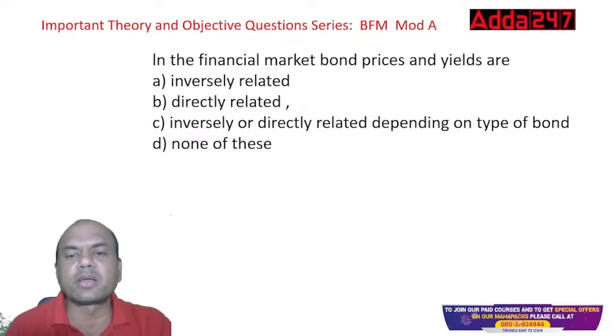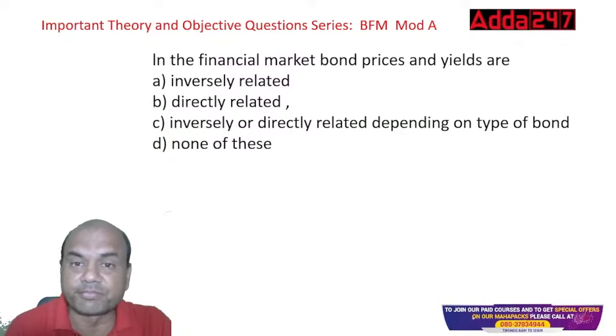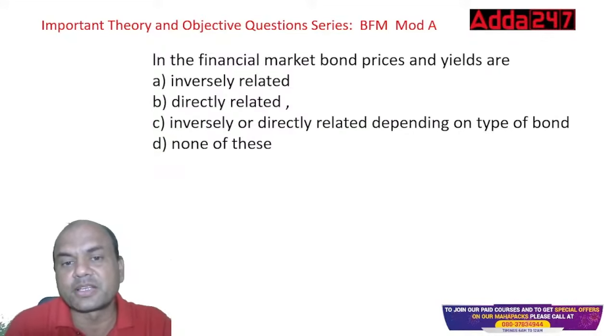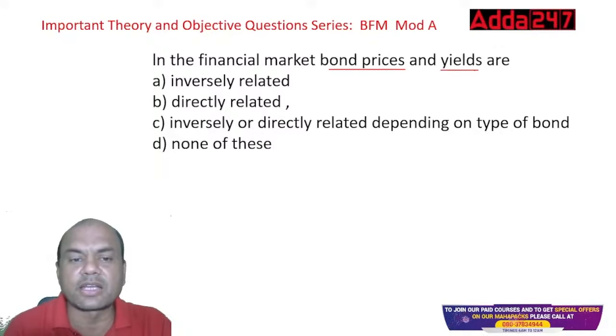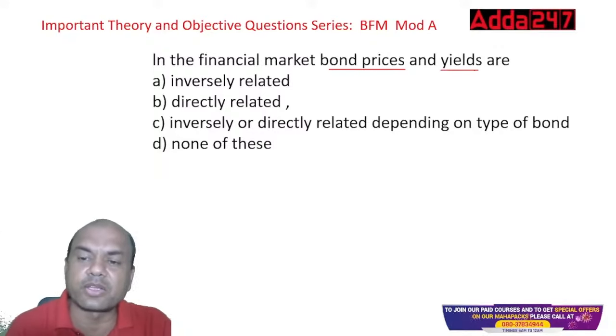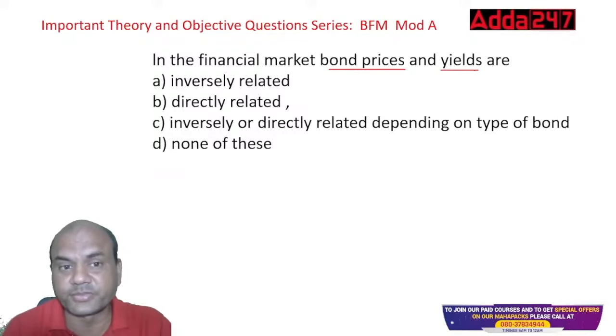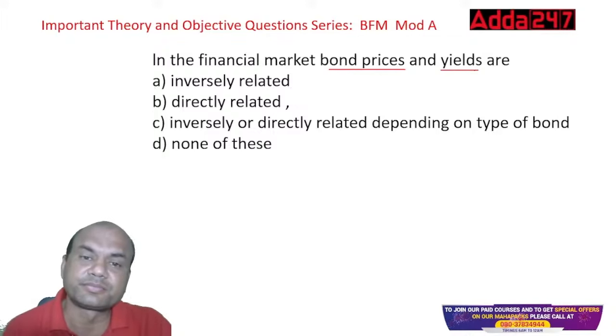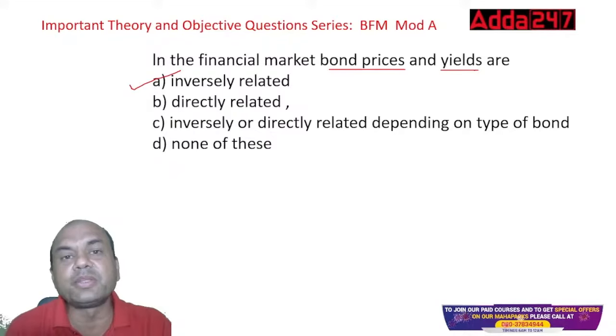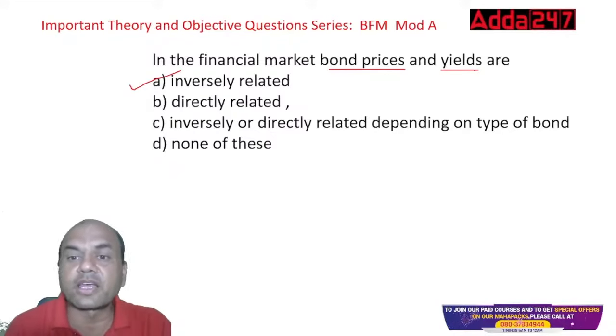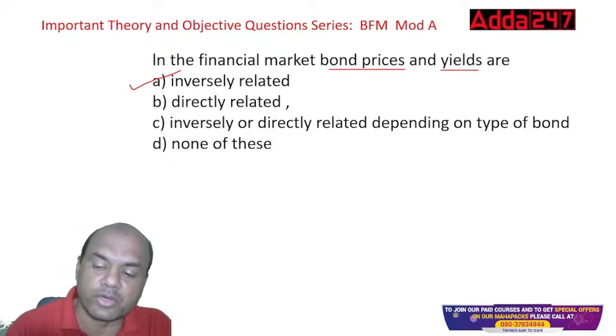In financial markets, bond prices and yields are: inversely related, directly related, inversely or directly depending on the type of bond, none of these. What is the answer? Bond prices and yields are inversely related, right? If the yields go up, what is yield? Yield means asking rate. If the asking rate of any bond goes up, the price of that bond will go down.